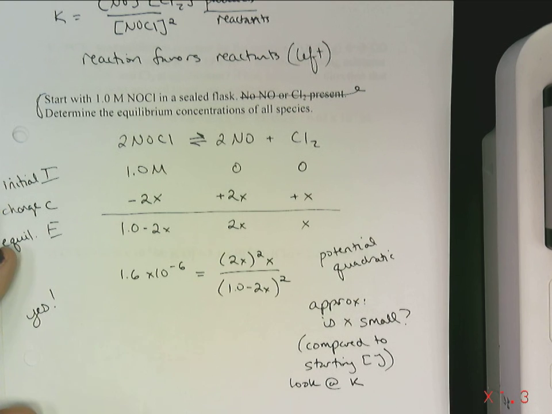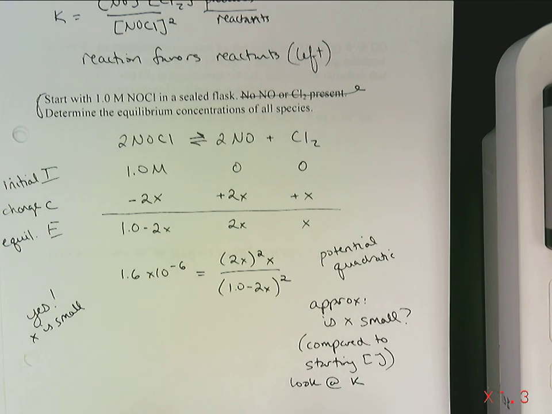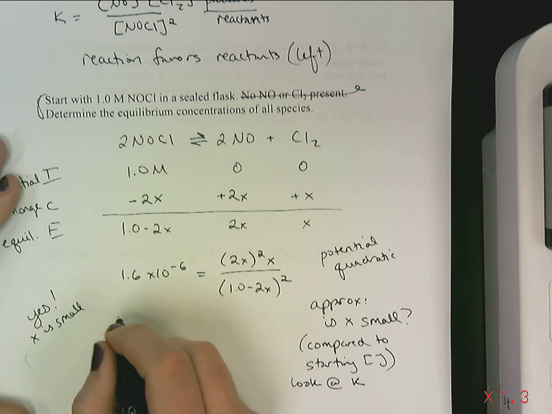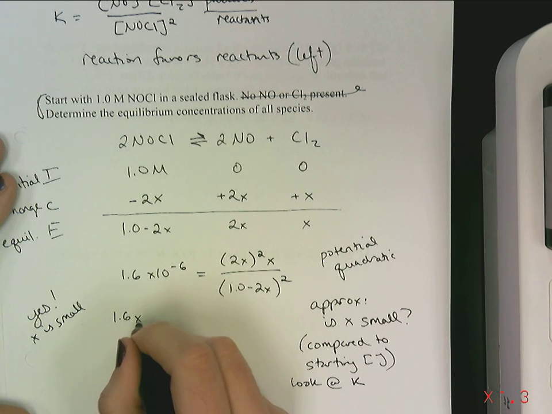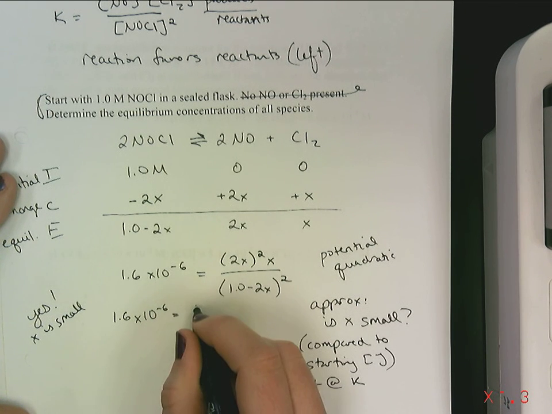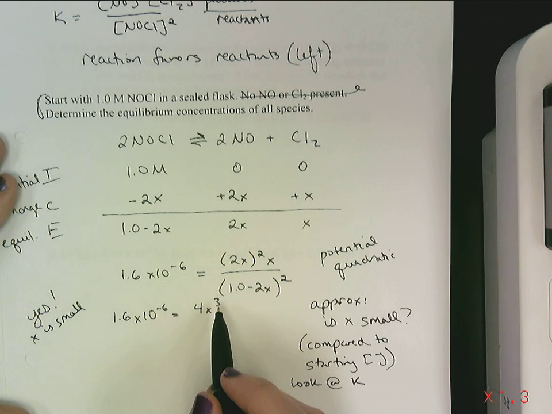Okay, yes, x is small compared to the starting concentrations. And what that means is I'm going to rewrite this expression. Anytime I'm adding or subtracting x, it's negligible. So 1.6 times 10 to the negative 6th equals, and I can rewrite the top as 4x cubed. That's just algebra. I'm not actually making any approximations there.